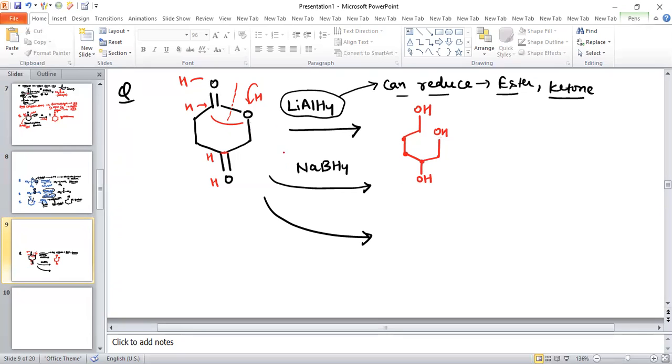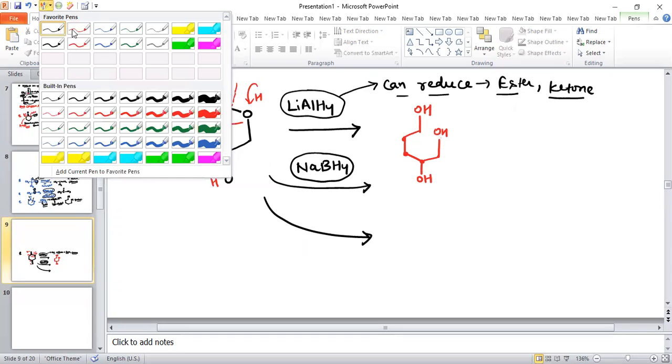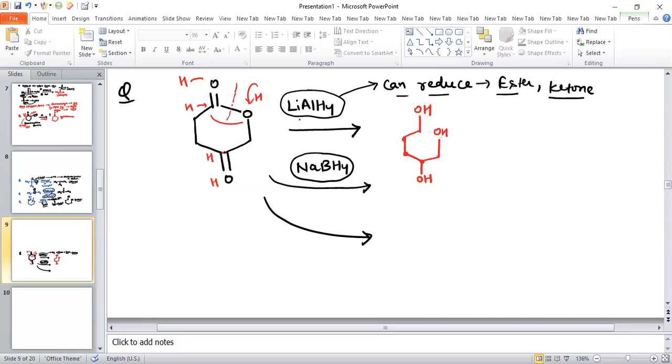But when we use sodium borohydride, what happens in this case? Lithium aluminum hydride is a strong reducing agent, while NaBH4 is a mild reducing agent.